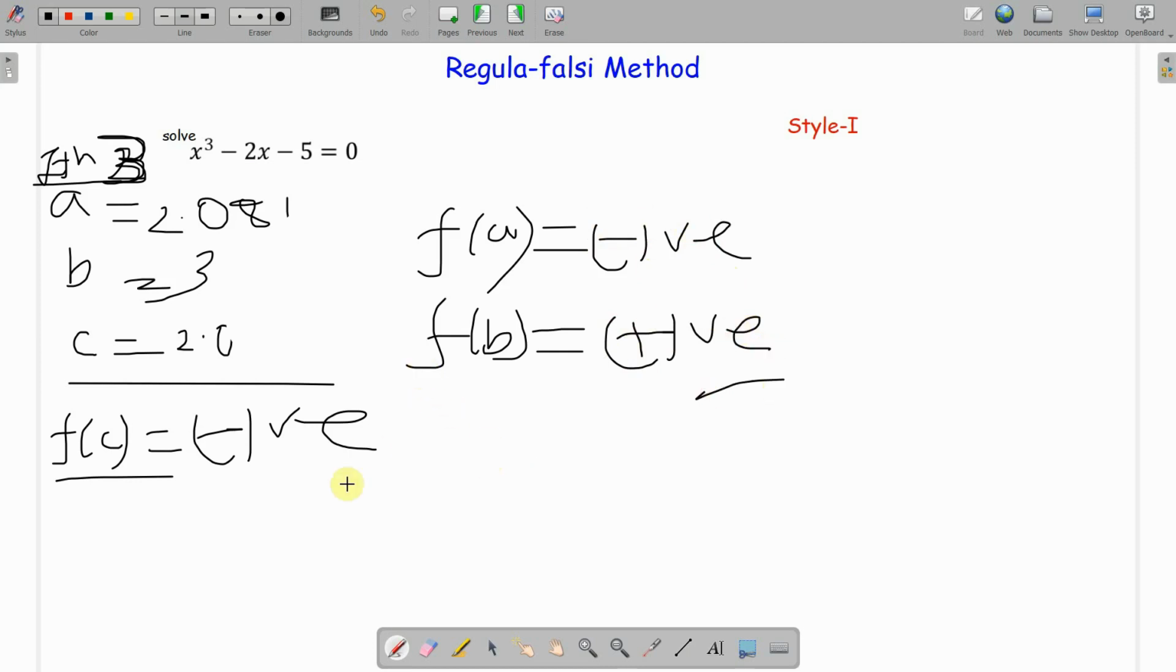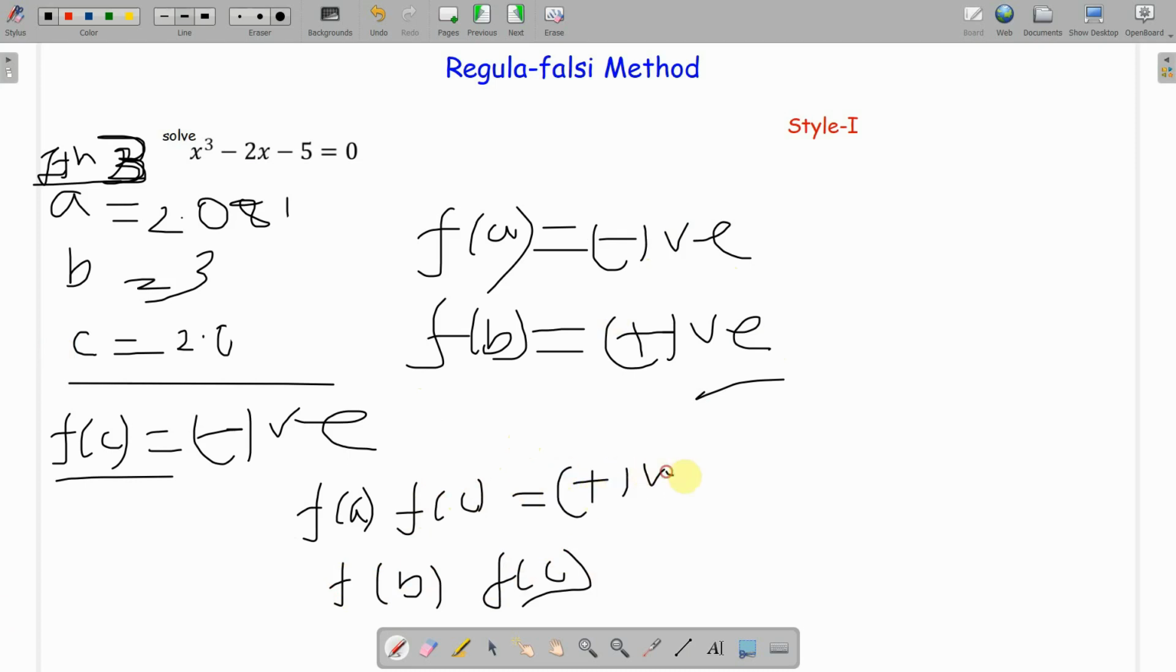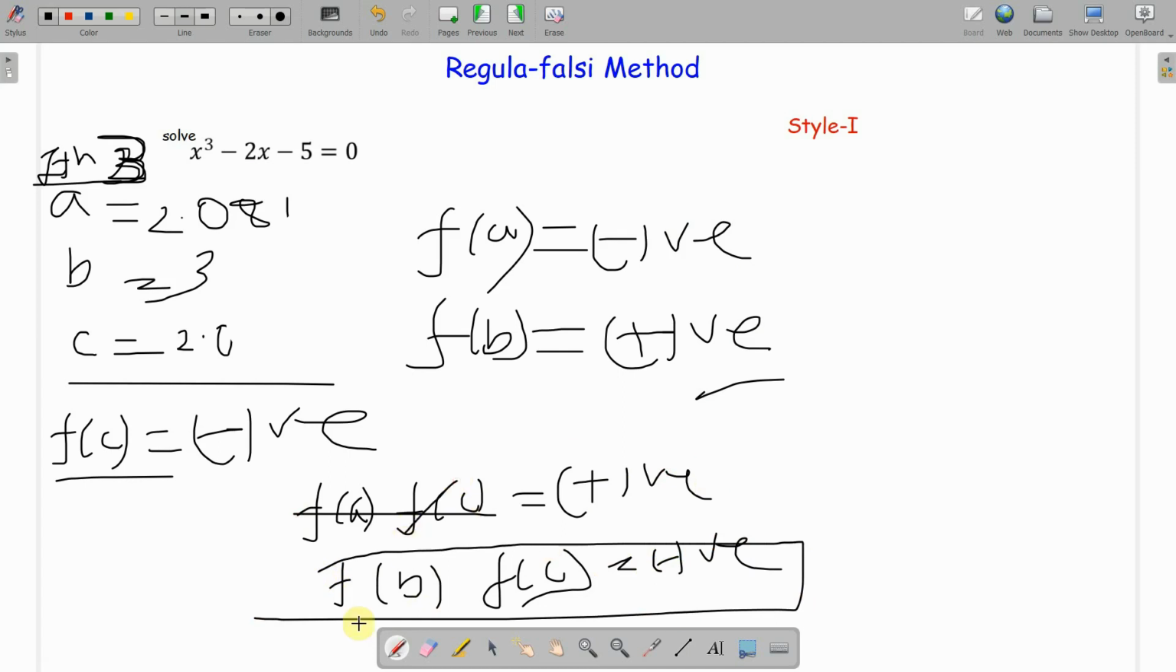So what will be the case? FA, FC, which one is positive and which one is negative? FB, FC. So this one will be positive and this one is negative. So the root will lie between this one, not this one. Am I clear on this? Your root will be where FB multiplied by FC equals negative. So the root will be in between B and C. The B value is 3 and the C value is 2.0896. So your root will be in between B and C.